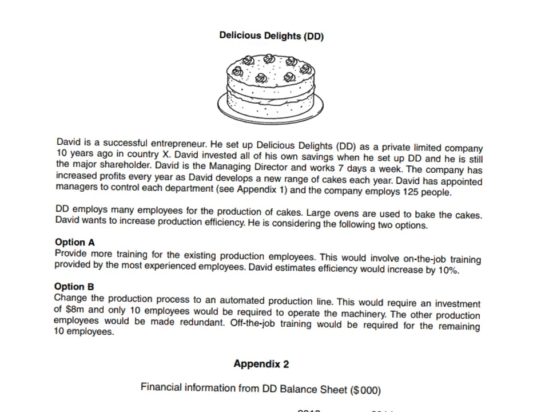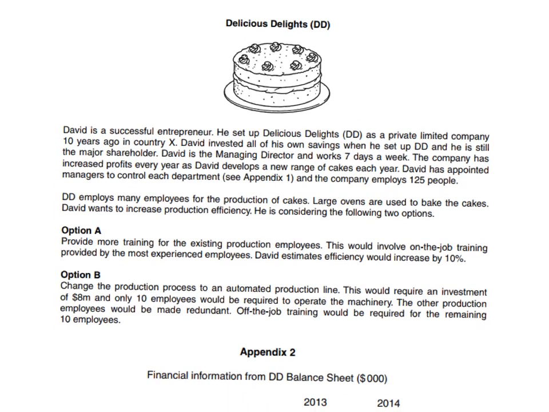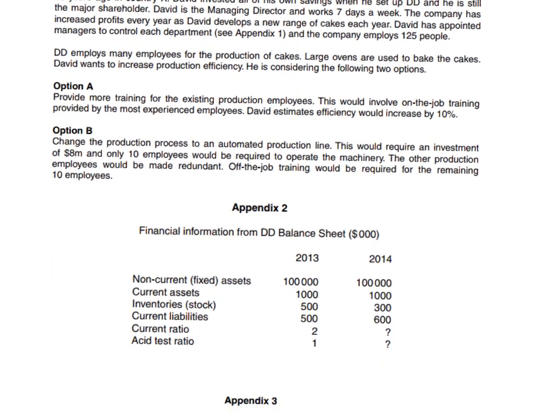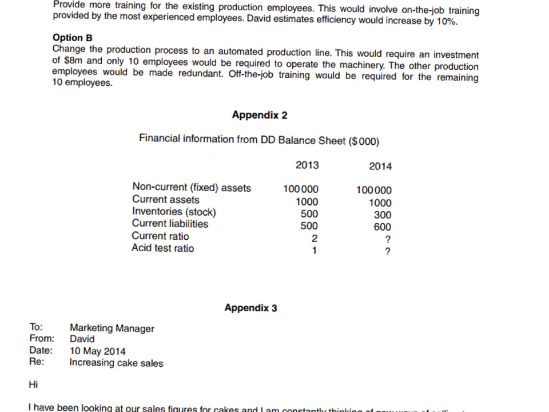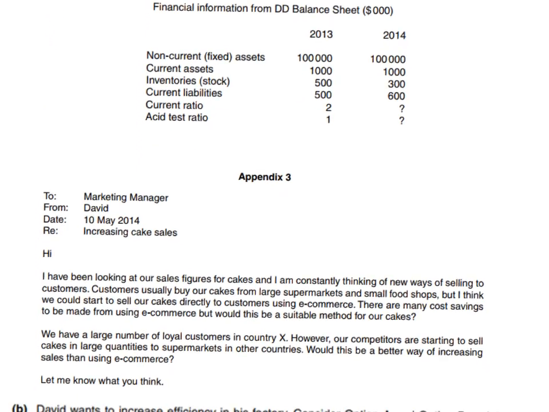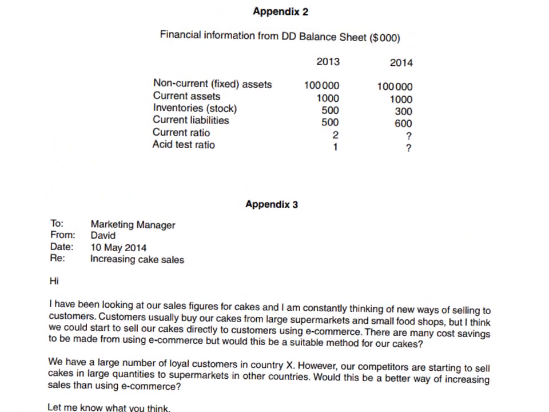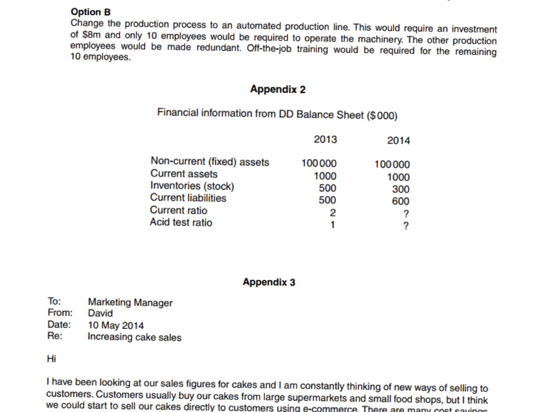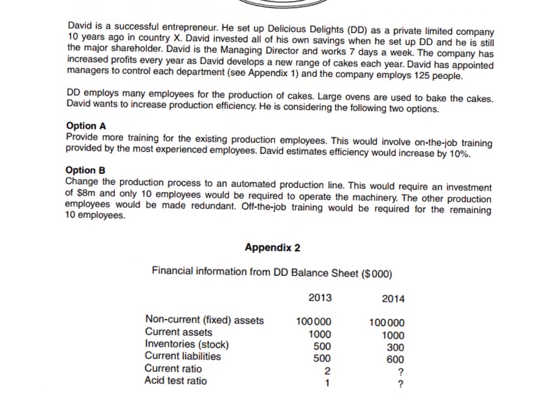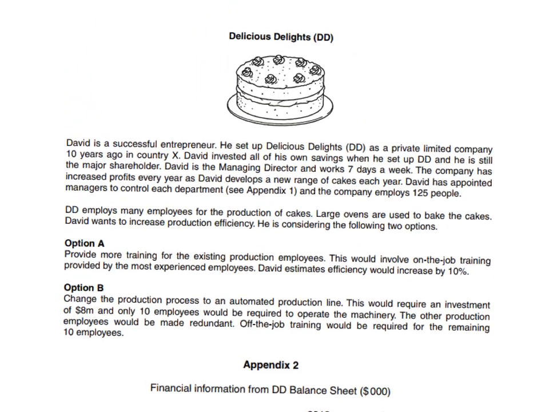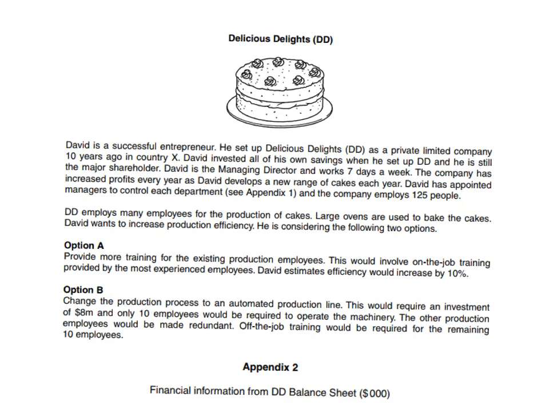I haven't included Appendix 1 because it wasn't necessary, but we've got the balance sheet, and we've got an email to the marketing manager. Now, all this information, remember, is for every question which is in this section. So therefore you might not need every single part of this case study for the question that we're going to answer.